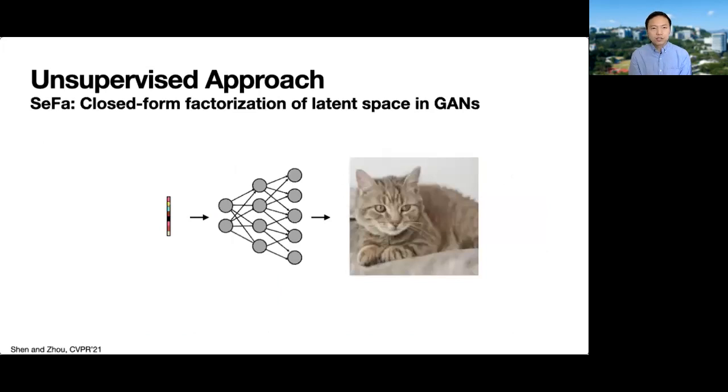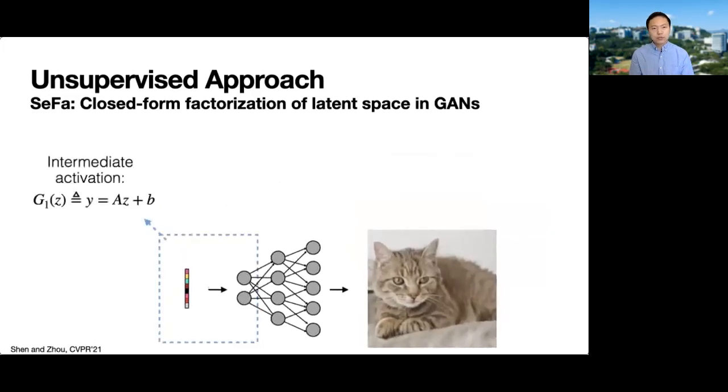So here we have a CVPR work this year to look into this problem. We develop a closed form factorization of the latent space in GANs. Basically, for this image generation pipeline, we're looking into the first step. The first step is to convert the latent vector into the first layer's activation. Between the two is actually an affine transform. So for this latent code z, there will be learned parameters A and b that do this affine transform into the latent activation for the generator.